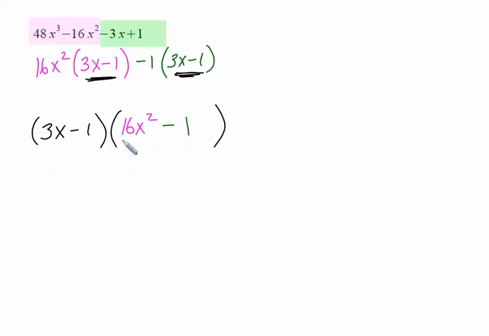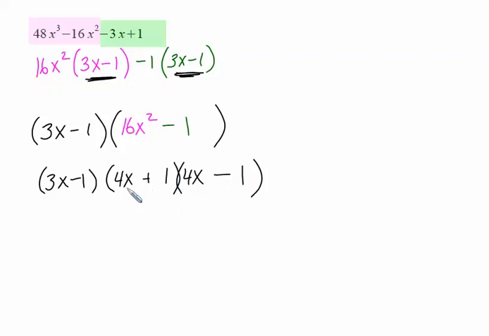Then look to see if we can factor the second item further. In this case, we can. We need two items that multiply to be 16x squared. That'll be a 4x and a 4x. Two items that multiply to be a 1 will be a plus 1 and a minus 1. And with this symmetrical approach to factoring, we get the middle term to disappear. So the final answer to this item would be 3x minus 1 times 4x plus 1 times 4x minus 1. That's how factoring by grouping works.